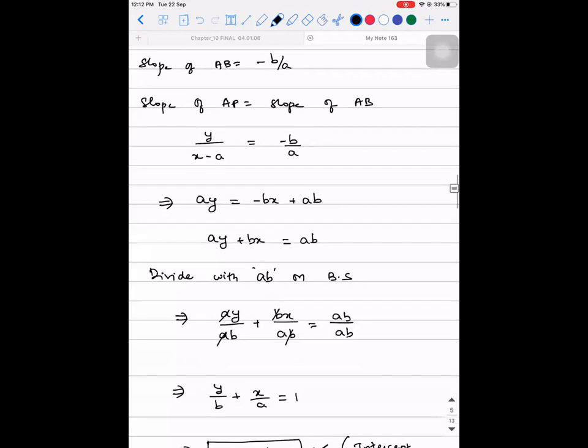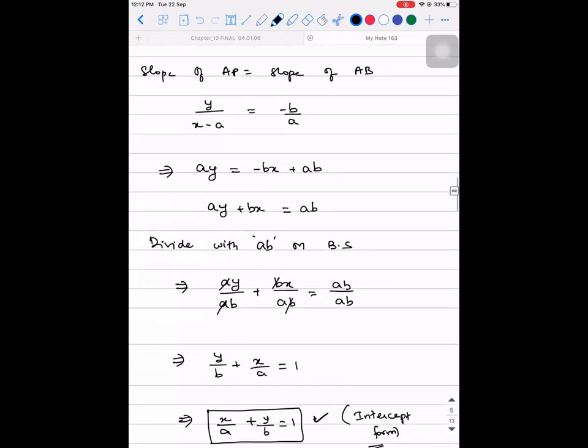Is it clear till this step? Any doubt? Is it clear or not? Clear, sir.